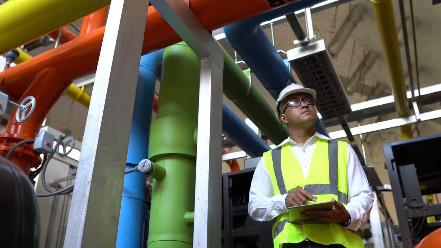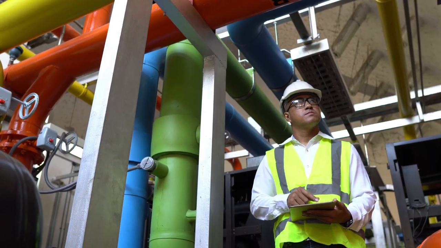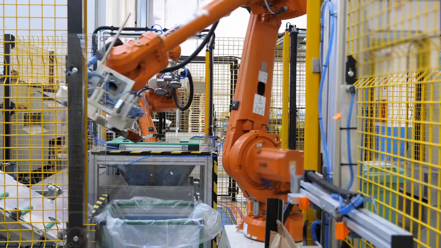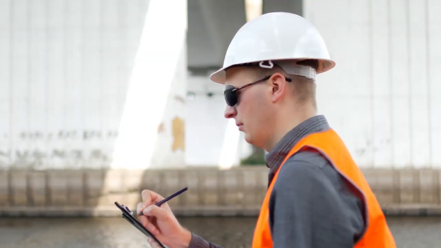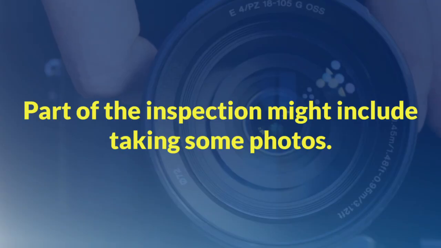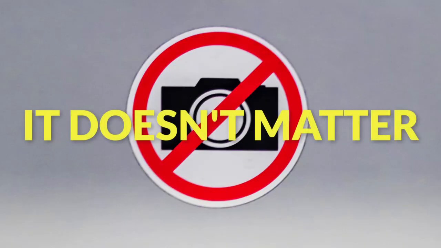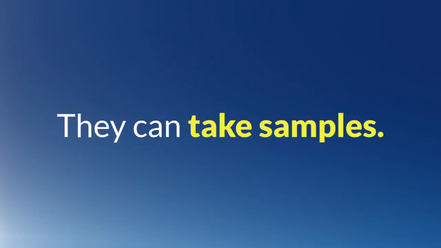So they can enter, and they can then walk around and inspect the workplace, which means they can look at things, they can look at equipment, they can look at how things are run, they can stand and watch. Part of the inspection might include taking some photos. Your company might have a policy of no photos because it's all confidential. Doesn't matter. The inspector is allowed to take pictures. They're allowed to take evidence. They can measure things. They can take samples of things.